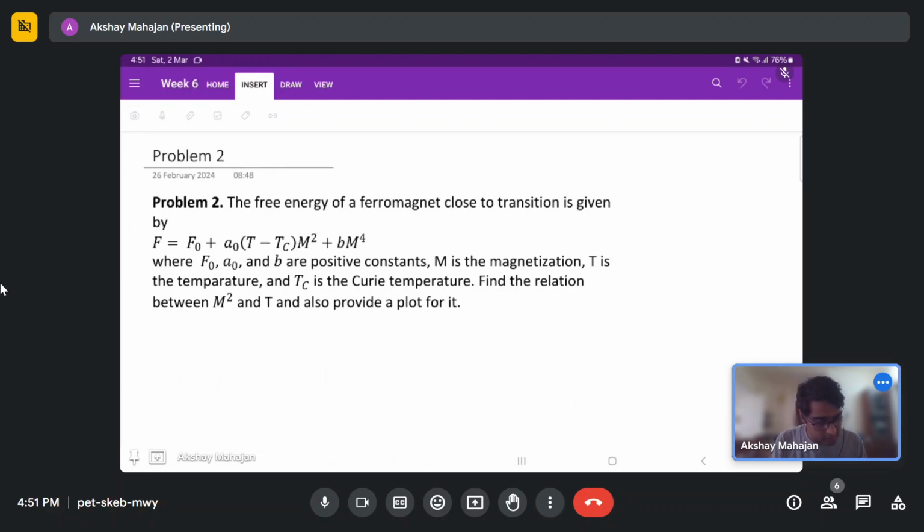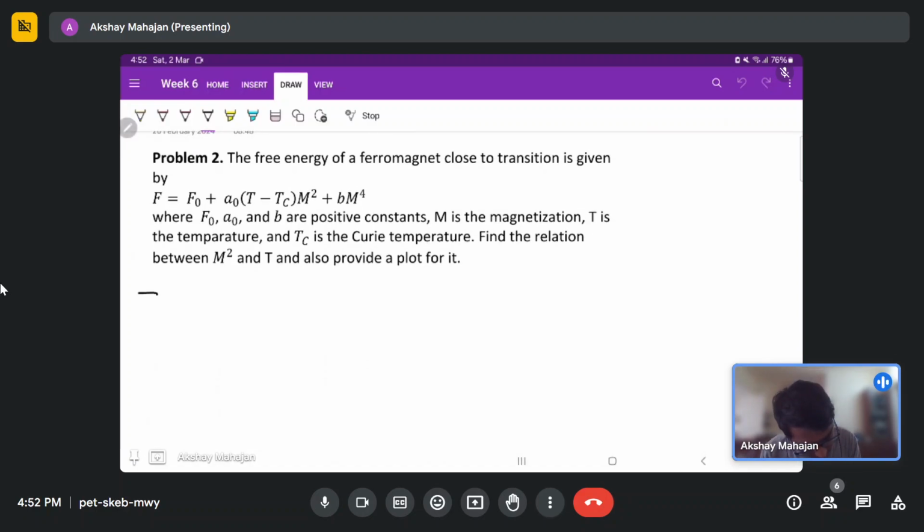Okay, so the first problem is: the free energy of a ferromagnet close to a transition is given to us, F equals F naught times A naught times (T minus Tc) m square plus B times m to the power 4, where F naught, A naught and B are positive constants, m is the magnetization, T is the temperature, and Tc is our Curie temperature. We have to find the relation between m square and T, and also provide a plot for it. Okay, so this is the problem that we have.